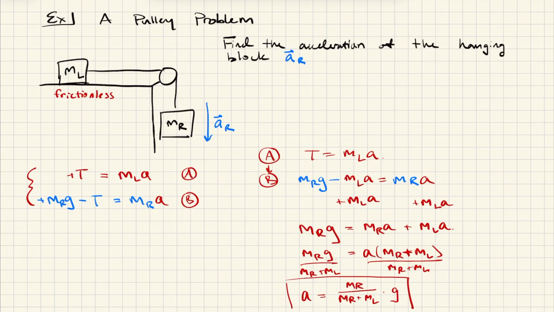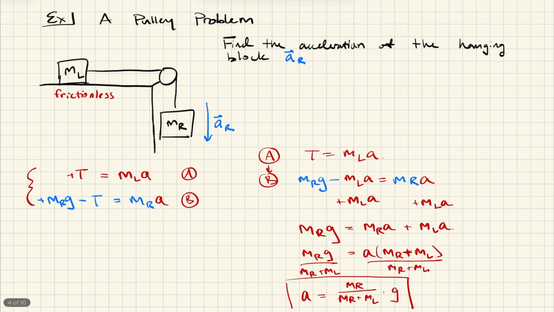On the other hand, if I make ML really, really large, like a train hooked up to a cardboard box full of feathers, the acceleration is going to be very small because the numerator is going to be much smaller than the denominator. I know that the acceleration should be quite low, because the weight of the box of feathers, this MR times G term, is not going to be able to overcome the inertia of the combined system MR plus ML.